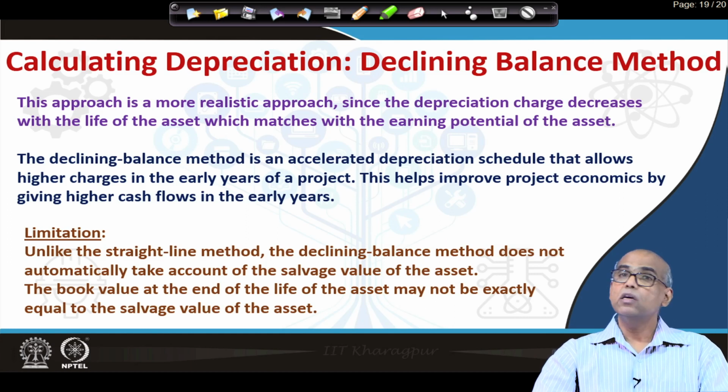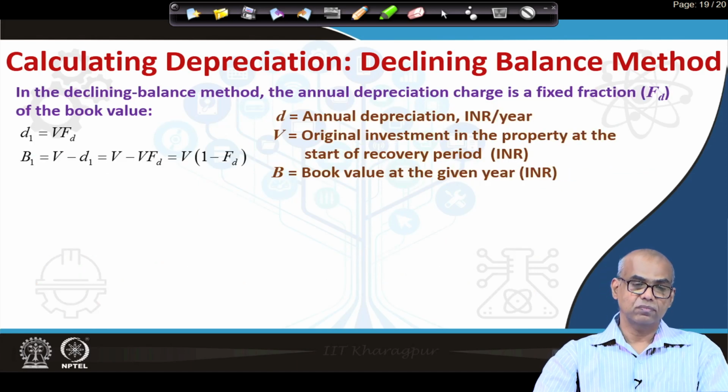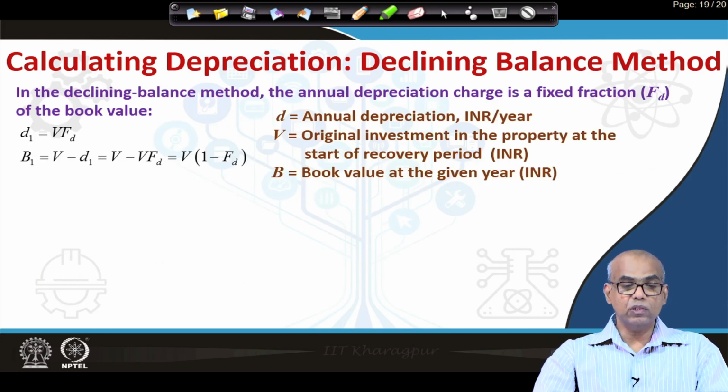So, how do you handle it? We will see after a few slides. Now, let us first learn how to calculate depreciation under declining balance method.